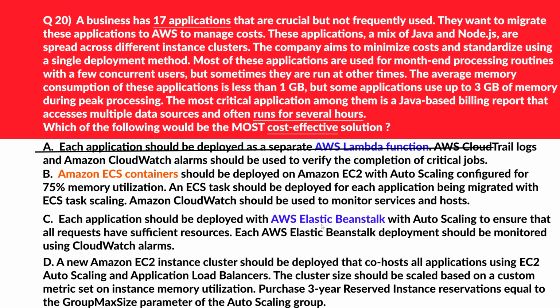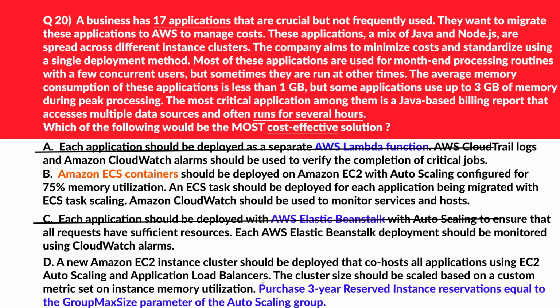C uses AWS Elastic Beanstalk. So Elastic Beanstalk will use EC2. If we use Beanstalk, then each application will get its own EC2 instance, which is more costly than using ECS on EC2, which is option B. Since option B is better than option C, for now we can reject option C.